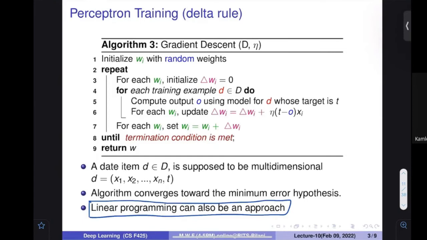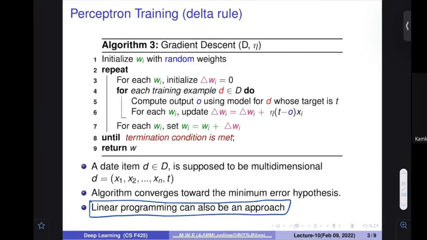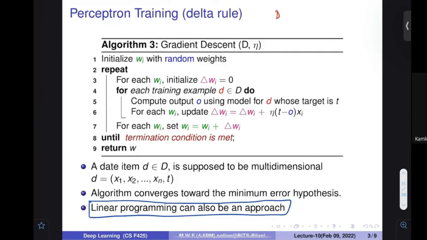So are you happy? Yes or no? Why do I want you to be happy? Because earlier we saw that on my database, only if the database is linearly separable can I find the solution. But now we have done a new kind of formulation. By using this formulation, even if the data is not linearly separable, we can approach the minimum error hypothesis. Are you happy with that?